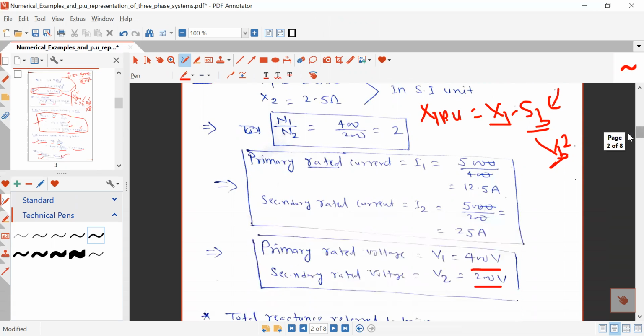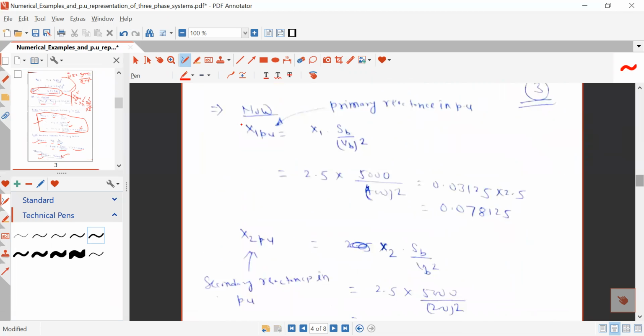So the individual primary reactance can again be converted in per unit by using the same formula. Here the actual value will be 2.5, SB is given as 5 kVA in the problem, and VB for the primary side will be 400 volt. After calculation, you will get this result.